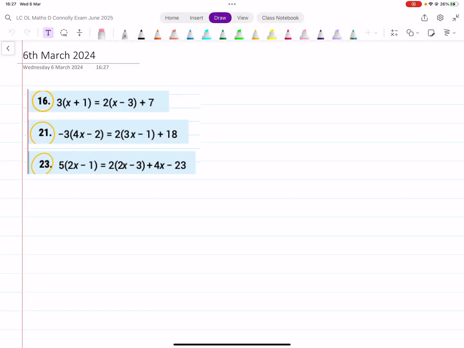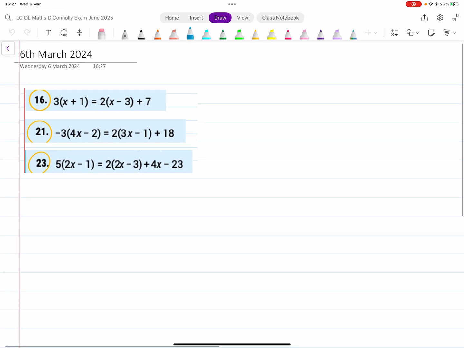Okay, so I'm going to go through these ones so that you have a record of these for when you're studying, rather than just finished examples. So question 16, we have 3 times x plus 1 equals 2 times x minus 3 plus 7.